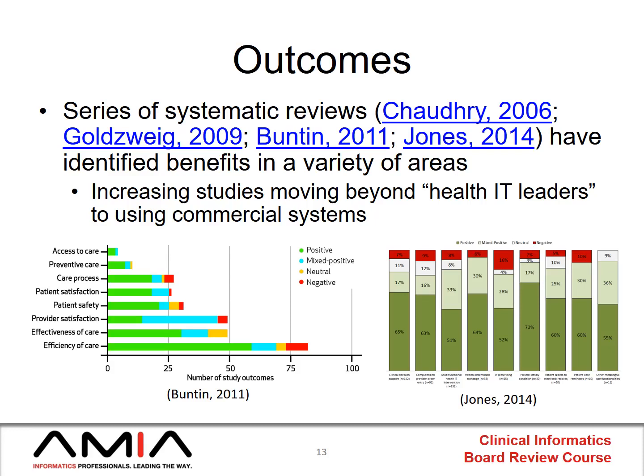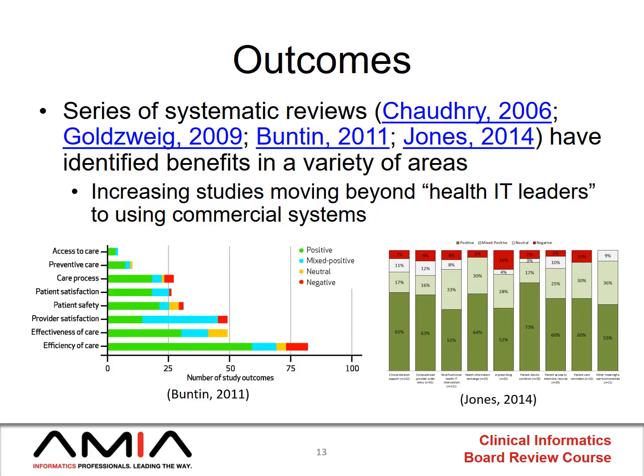Clearly, there are benefits in many different areas of applying health information technology. And another interesting finding is that while many of the early studies were done on homegrown systems, the so-called health IT leaders, in recent years we have seen benefits accrue in settings other than those institutions that have substantial academic informatics programs.